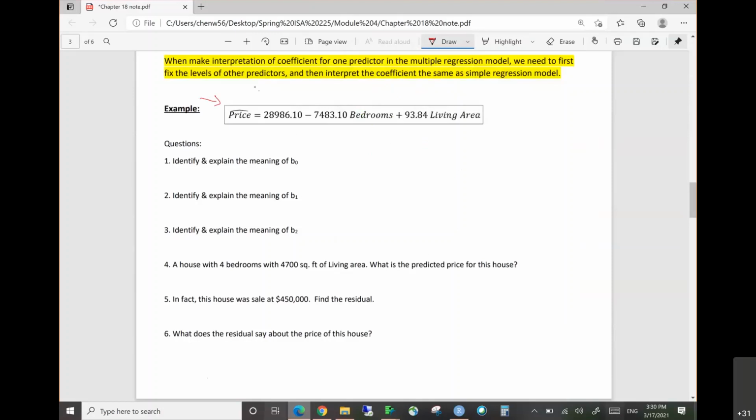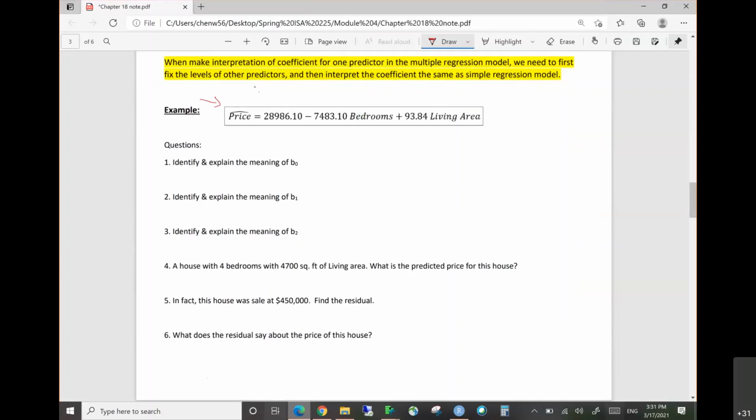So the first question, identify and explain the meaning of B0. Right, so first identify the B0. So what is B0? The B0 is this value, right? So we say B0 will equal 28986.10. All right, next, explain what does this value mean? How do you interpret this B0?